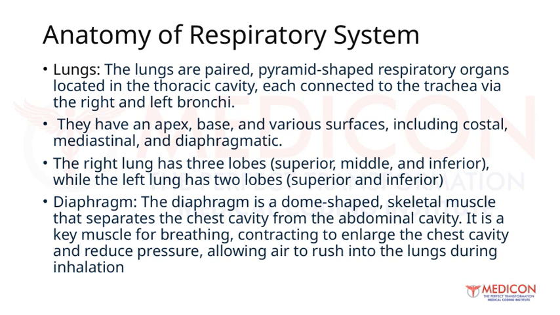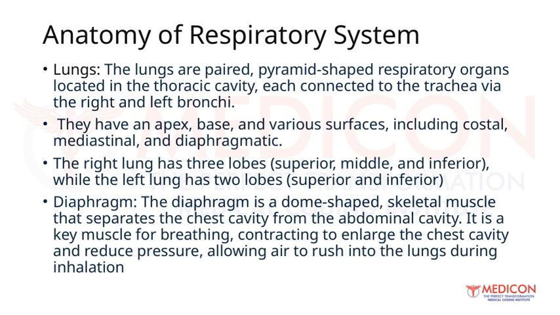The lungs are paired, pyramid-shaped organs that sit in the thoracic cavity. Each lung is connected to the trachea through the right and left bronchi, which serve as the main air passages. The lungs have several important parts: an apex at the top, a base at the bottom, and various surfaces. These include the costal surface, which faces the ribs, the mediastinal surface, which is towards the middle of the chest, and the diaphragmatic surface resting on the diaphragm.